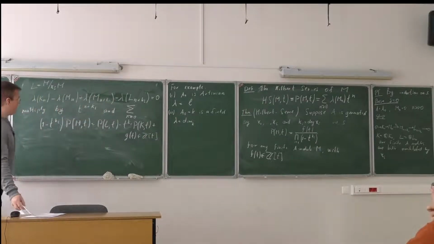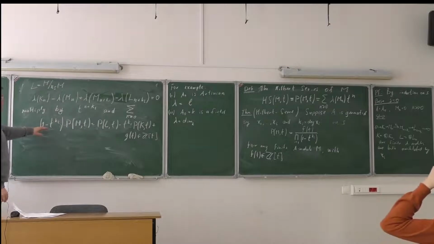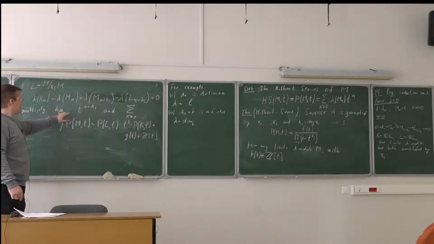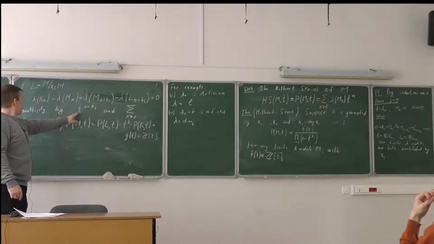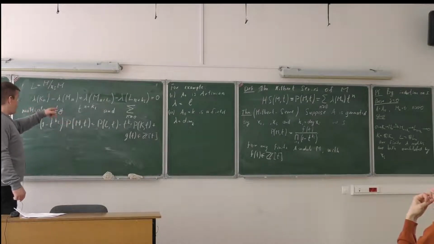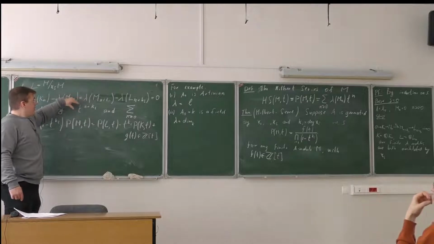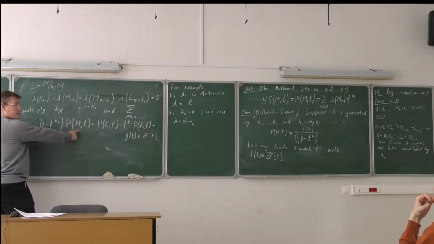So let's try to understand how I get this formula. When you multiply this identity by this power, by t to the n ks, what do you get? First of all, look at this term. It will be just PMT. So this corresponds to this part.